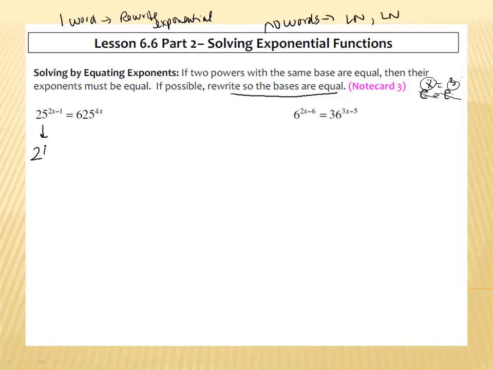So 25 can be rewritten as 5 squared. The base 625 can be rewritten as 5 to the 4th. Now they all originally had exponents, so let's leave those there. Now what we're saying is the base 5 is equal to the base 5, so cross those out. And you're left with this. So power to a power we multiply. So that's 2 times 2x minus 1 equals 4 times 4x.